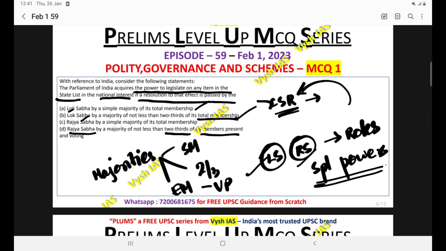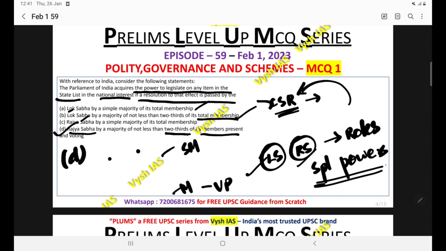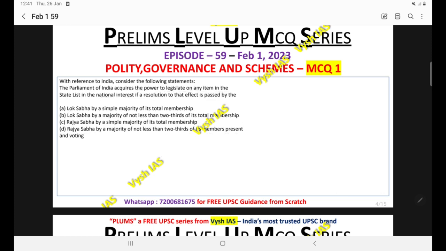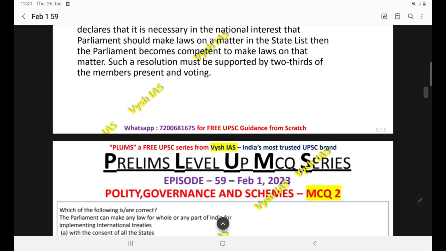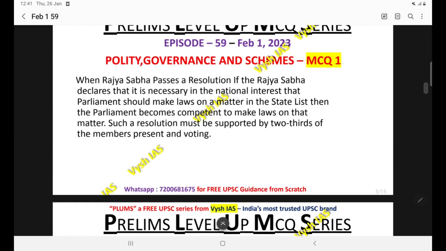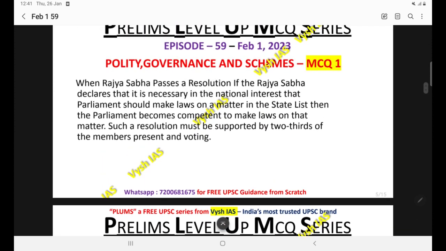Here the correct answer comes out to be option 4, Rajya Sabha by a majority of not less than 2/3 of its members present and voting. So if Rajya Sabha is able to pass such a majority, then a resolution can be passed in national interest. So this is the correct answer.